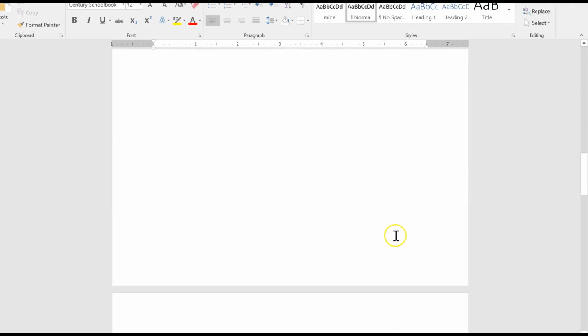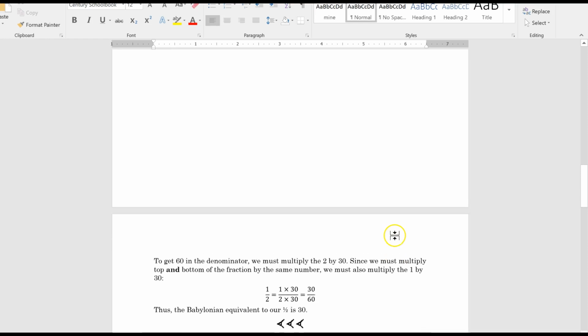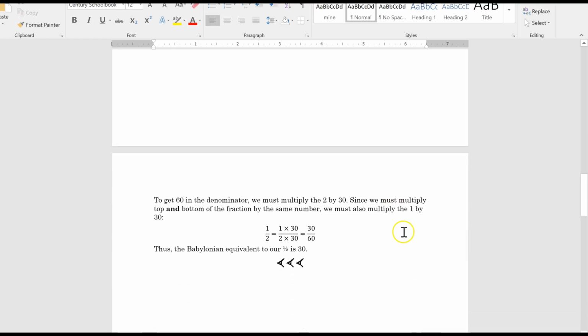So if you're going to make a fraction over 60, the way that you would probably just know it was 30 over 60, right? Because 30 is half of 60. But you can also think, I'm going to multiply the top and bottom, both of those, by 30. Because if I multiply 2 times 30, then I get 60, right? And then I have to do the top times 30 also, because you have to multiply the top and bottom by the same number. So if I multiply the top by 30, I get 30 on top.